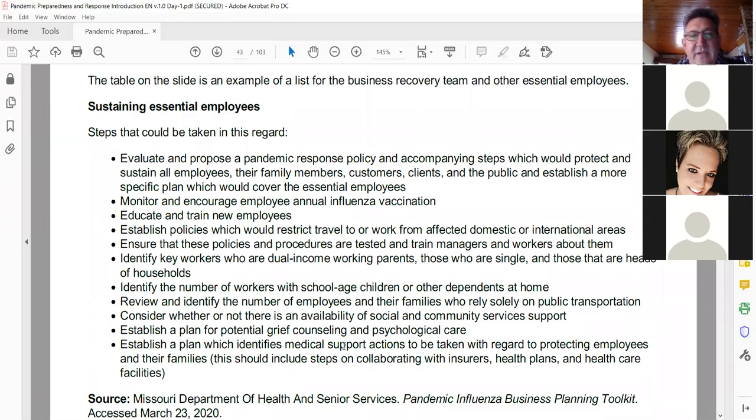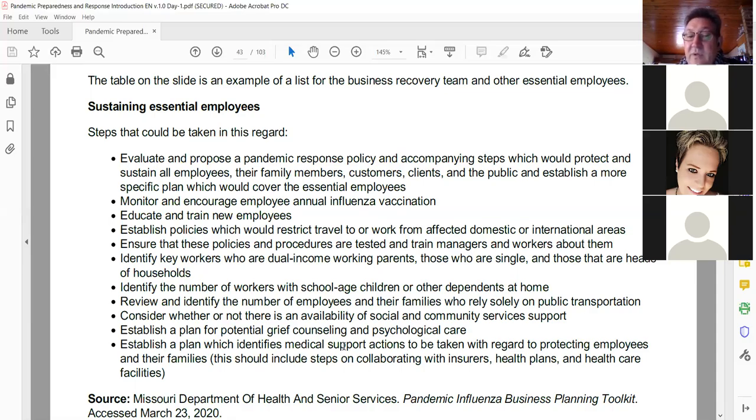And just sustaining essential employees, the steps that could be taken in this regard are, firstly, evaluate and propose a pandemic response policy and accompanying steps which would protect and sustain all employees, their family members, customers, clients, and the public, and establish a more specific plan which would cover the essential employees, just essential services. Monitor and encourage employee annual influenza vaccinations. Educate and train new employees. Establish policies which would restrict travel to or work from affected domestic or international areas. Ensure that these policies and procedures are tested and train managers and workers about them.